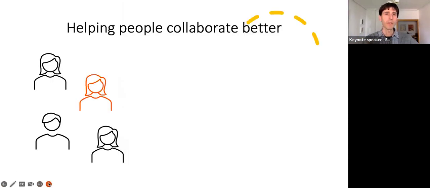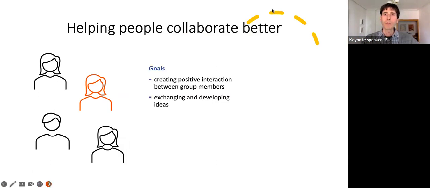So with this type of mediation activity, we're essentially talking about group work. So we put students in groups and we ask them to do something. But within that group work, we're going to be expecting one student to step into a helping role, maybe taking on a leadership role, for example. And when a student steps into this mediating role, they're going to have two main goals. They're going to be creating positive interaction between group members, and they're also going to be helping other people exchange and develop ideas better.